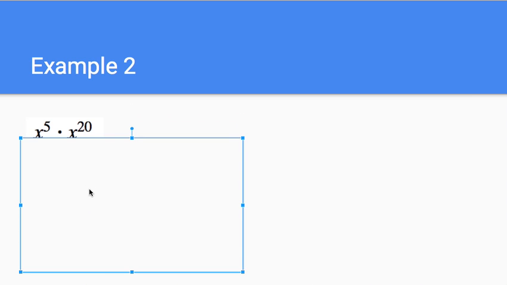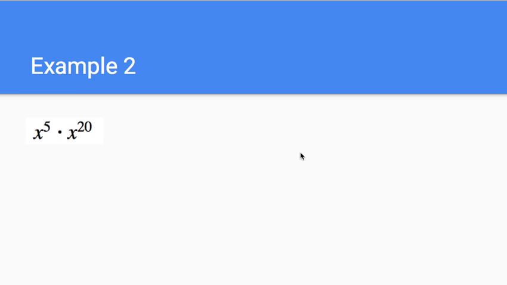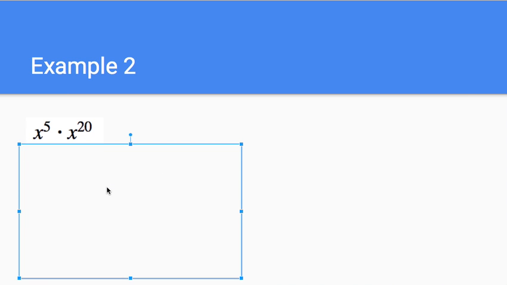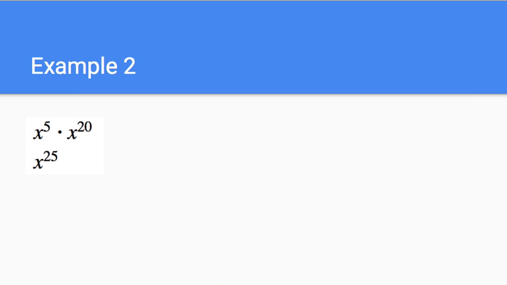So here's our second example. We have x to the 5th times x to the 20th. So they have the same base, x. All I have to do is add my exponents, add my powers. So 5 plus 20 is 25. So this comes out to be x to the 25th power. And again, this only works if the base is the same.